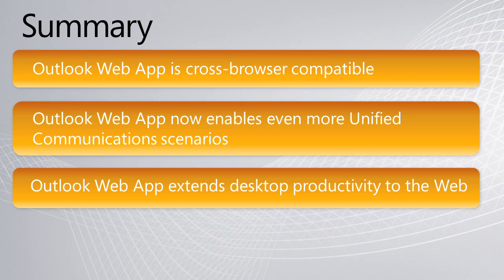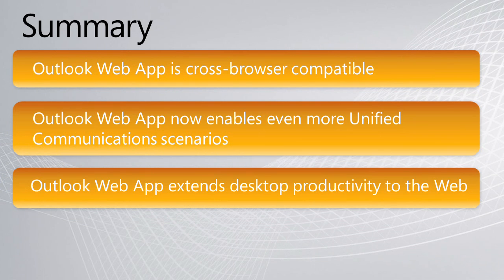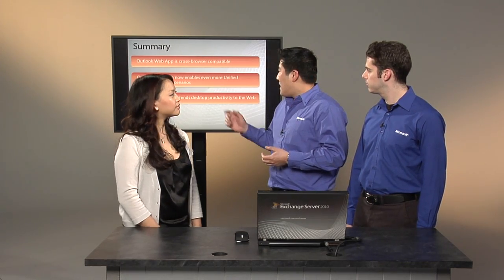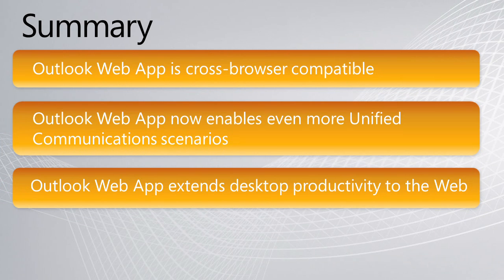Thanks, Anne. Thanks for that demo, David. That was great. And now we're going to just talk about the big takeaways from this video for Outlook Web App. The first is that Outlook Web App is cross-browser compatible. Remember, you get the premium version of Outlook Web App on Internet Explorer, Firefox, Safari, and Chrome. The second point is that Outlook Web App now enables even more unified communication scenarios, especially the fact that instant messaging and presence are integrated throughout the client. And finally, Outlook Web App extends desktop productivity to the web. A lot of those great features that you get with Outlook 2010, like ignore conversation or mail tips, you also get with Outlook Web App in 2010.